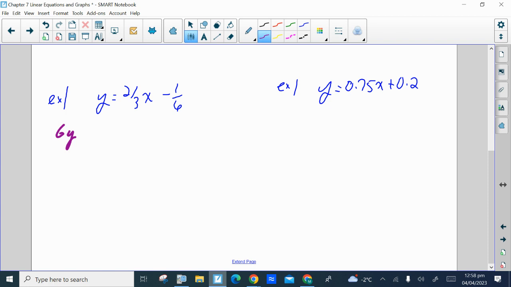3 divides into 6 evenly, so the least common multiple of 3 and 6 is 6. So I'm multiplying all of the terms by 6. The reason this works is because 6 divided by 3 is 2, and 6 divided by 6 is 1. So we're left with 6y equaling 2 times 2, which is 4x, minus 1 times 1. By multiplying all three terms by the common denominator, we got rid of our denominators.